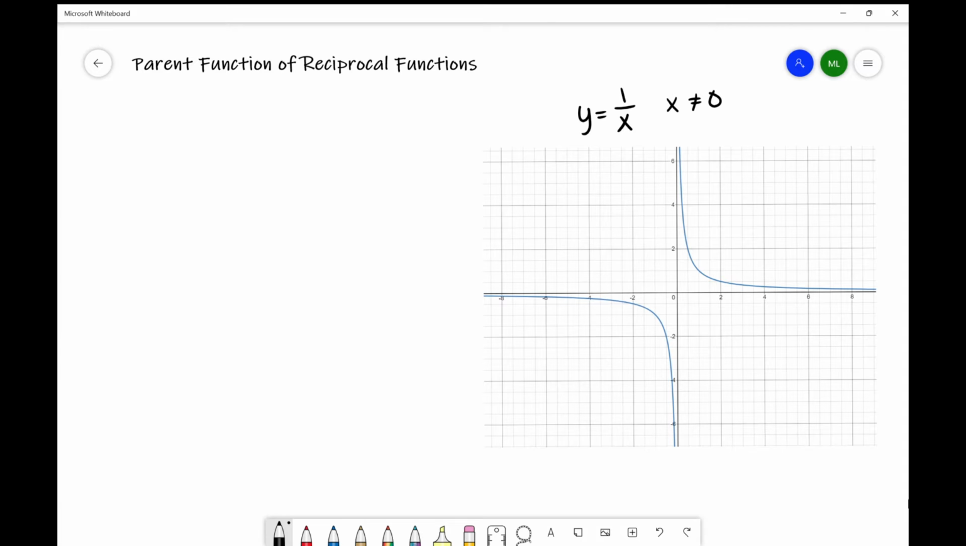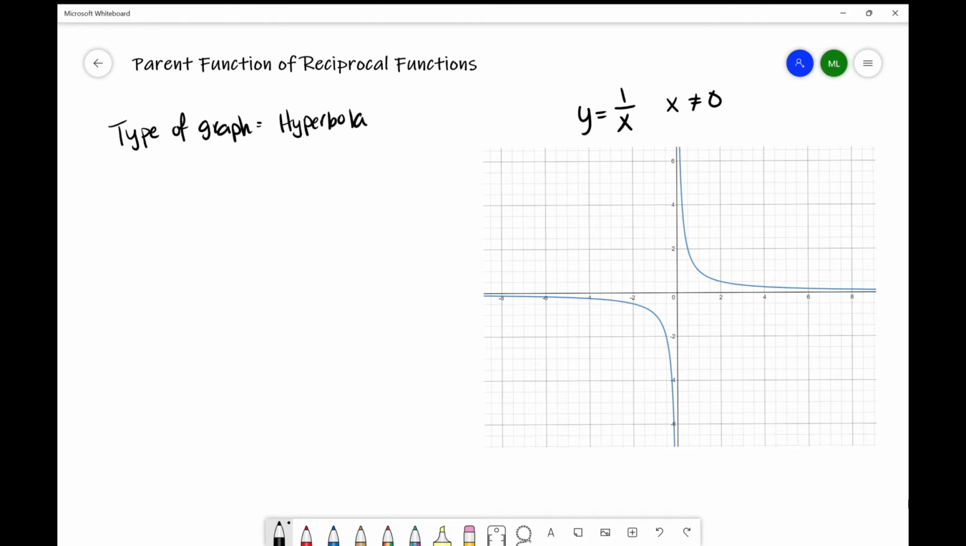For obvious reasons, we can't divide by 0. We get into really dangerous situations if we divide by 0, which I won't get into today. So the condition is x cannot be equal to 0. This is the graph of 1 over x. This is the parent function for reciprocal functions, and it is in the shape of a hyperbola. So the type of graph is a hyperbola function.